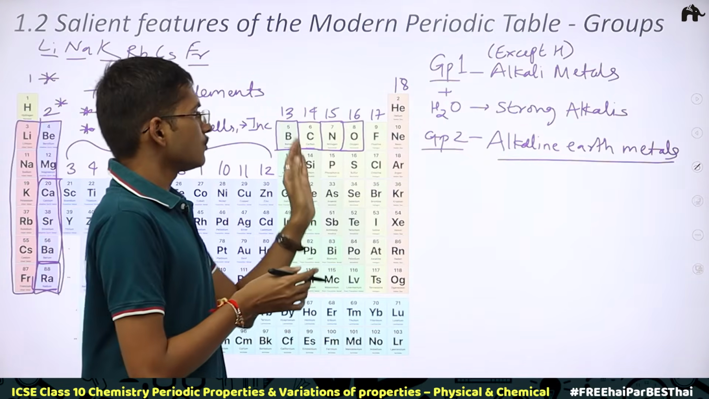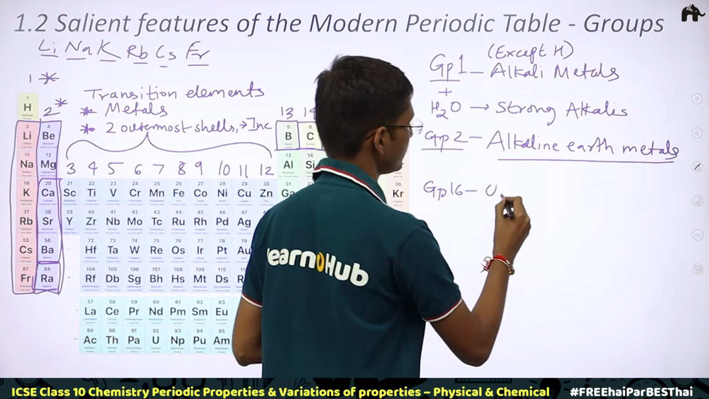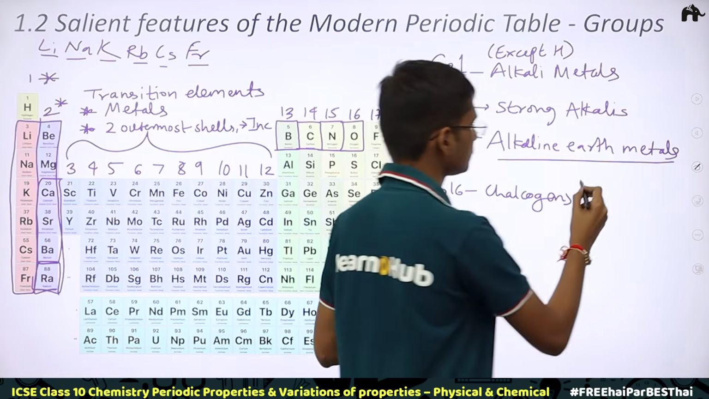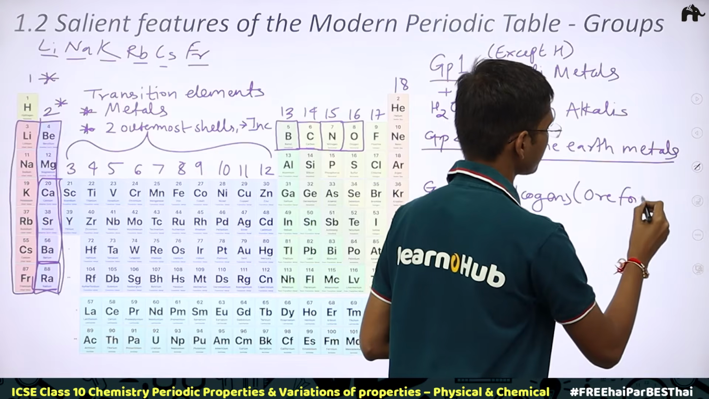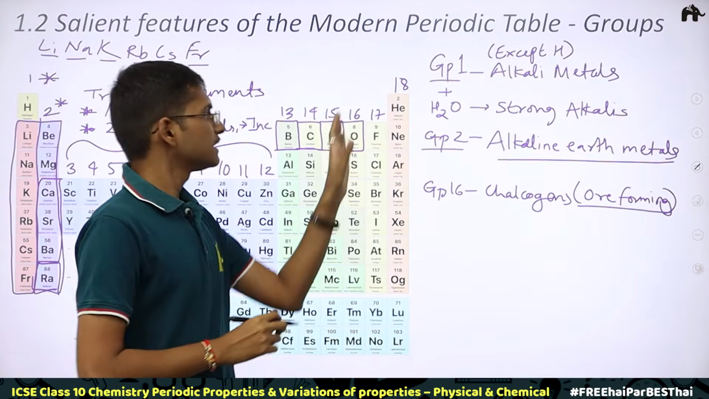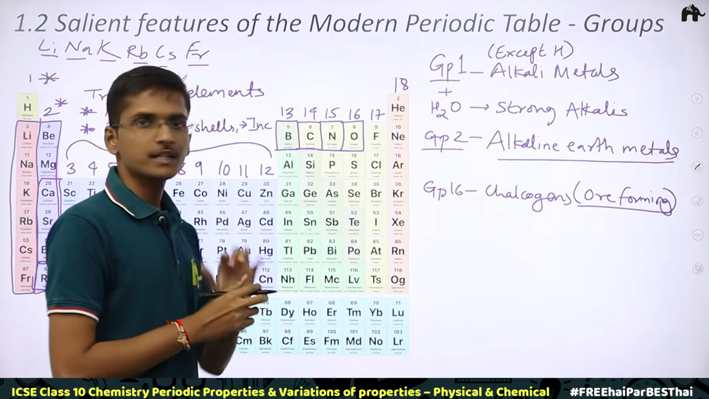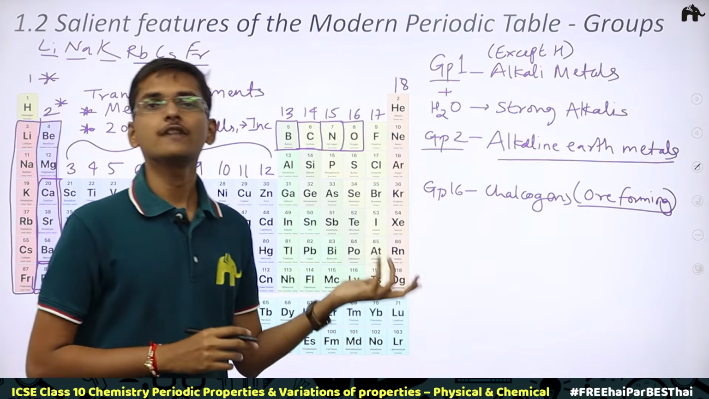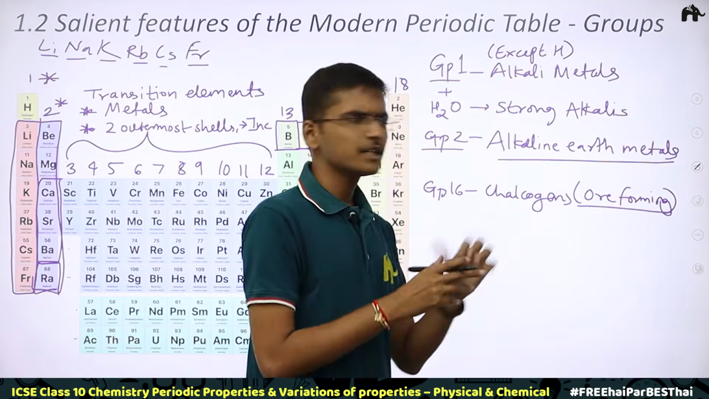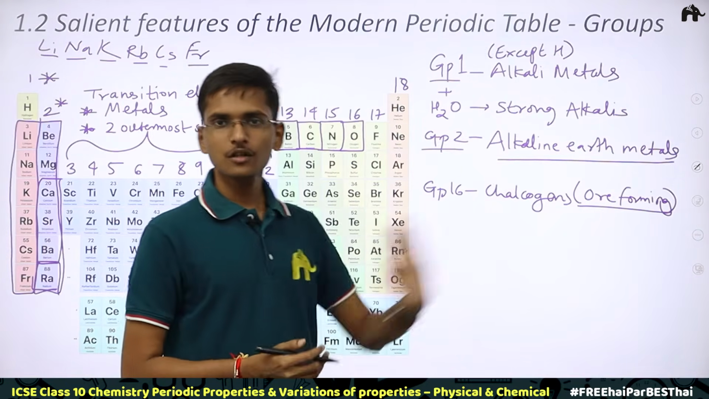Now, oxygen family is also called chalcogen. So I would write here group 16 is also called chalcogens. Now the term chalcogen means ore forming. Why are they named chalcogens? Because the elements of group 16, oxygen, sulfur, selenium and so on, are found in the copper ores. Since they are found in the copper ores, they are forming copper ores, therefore they are named chalcogens, because chalcogens means ore forming.